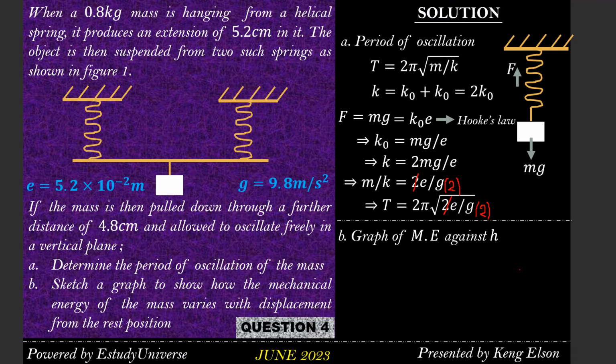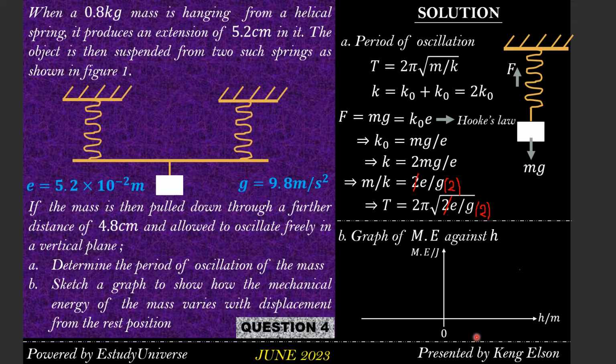Now let's go to the second part of the question. How do I sketch a graph showing how the mechanical energy of the mass varies with displacement from the rest position? This displacement is a vertical displacement since it was oscillating in a vertical plane. So I have a graph where I am plotting mechanical energy against the vertical displacement. My mechanical energy, the unit is joules. My vertical displacement, the unit is meters.